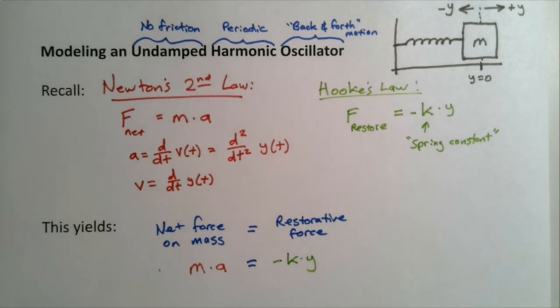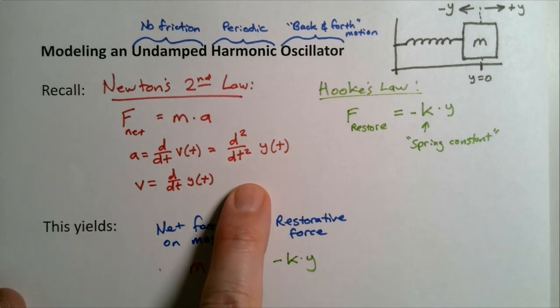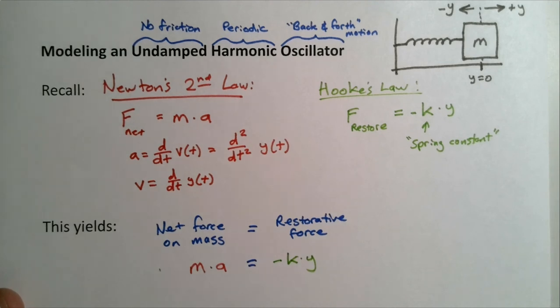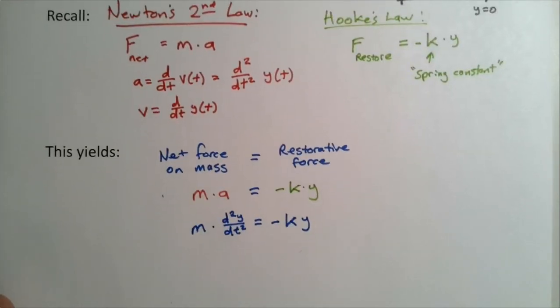And so what we have is the beginning of a really interesting equation, because of course that acceleration is the second derivative of y. So writing it more plainly, we can say mass times the second derivative of y with respect to t is equal to negative k times y. Scoot that up a little bit.